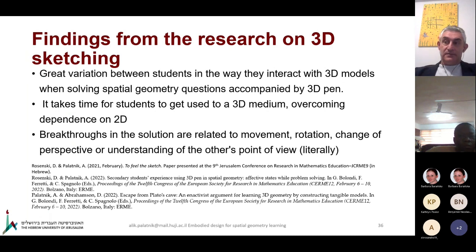Also, my graduate student, Diana Rozensky, worked on this, and there are different findings about this kind of learning. There was great variation between students in the way they interact with 3D models when solving spatial geometry questions. It takes time for students to get used to a 3D medium, overcoming dependence on 2D. But for all the students, breakthroughs in the solutions, and we played not only with this task but also with other tasks, are related to movement, rotation, change of perspective, or understanding of another student's point of view, literally.